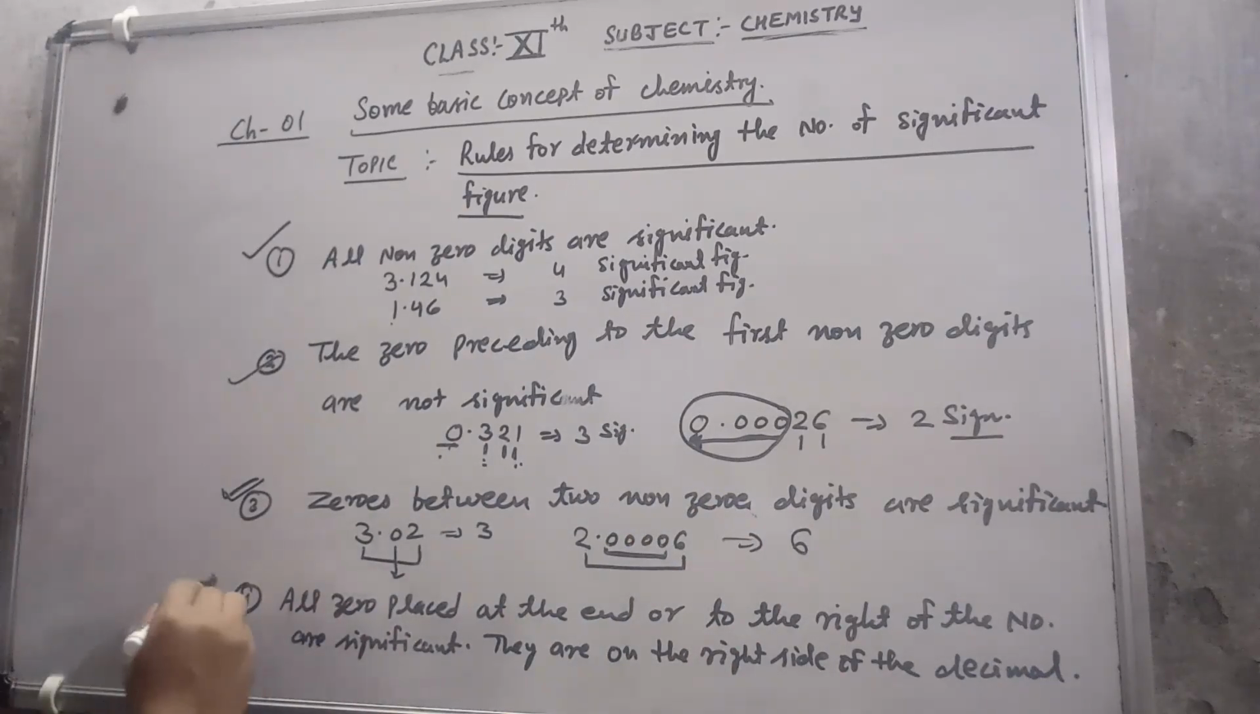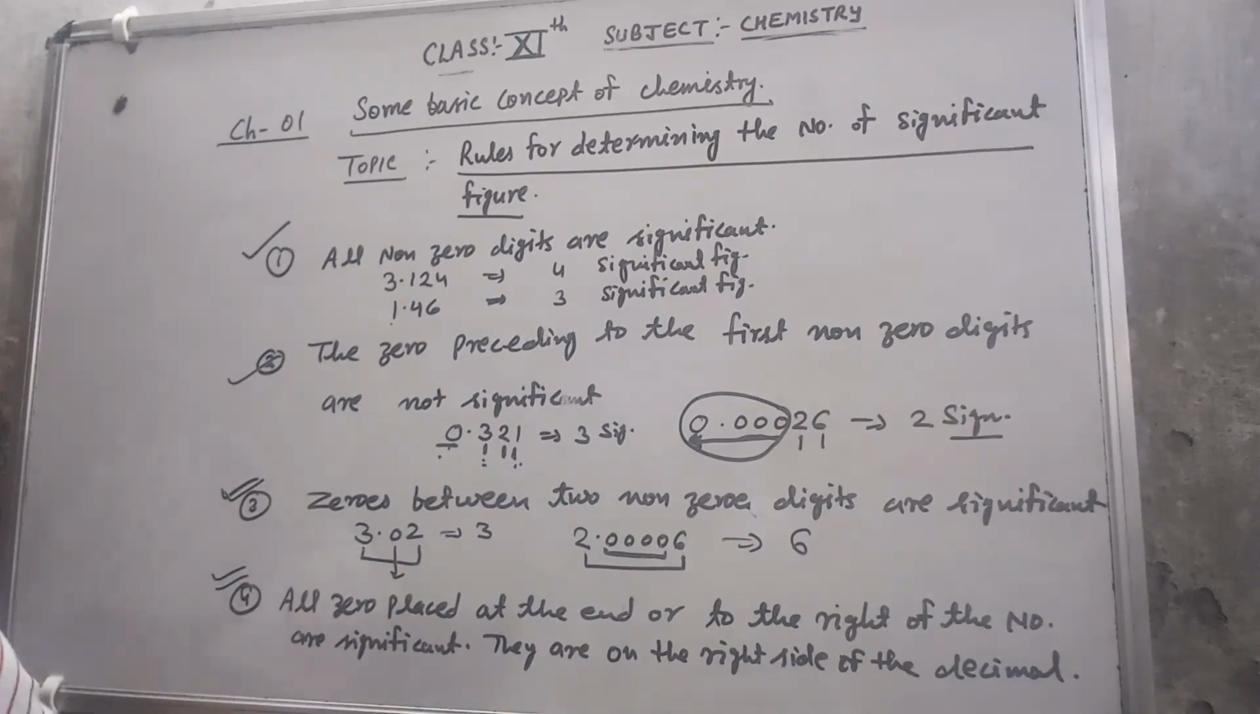The fourth rule that I am discussing is that all zeros placed at the end or to the right of the number are significant. That means whatever zeros are lying on the right-hand side, on the right side of the decimal, are also called significant figures. All zeros placed at the end or to the right of the number.